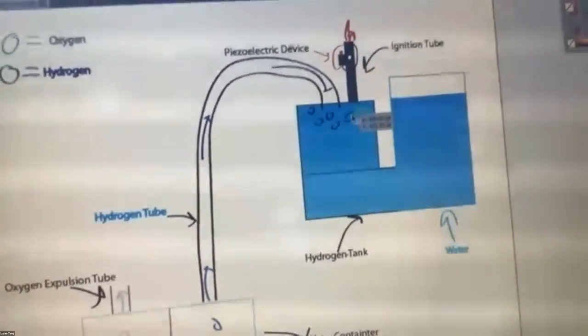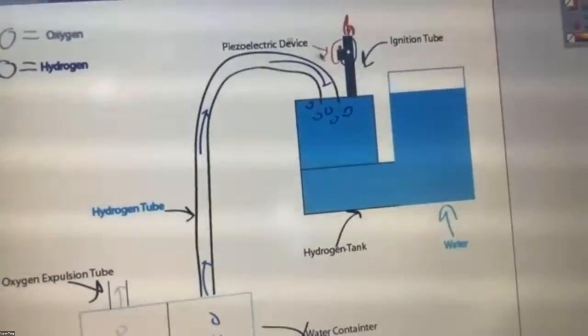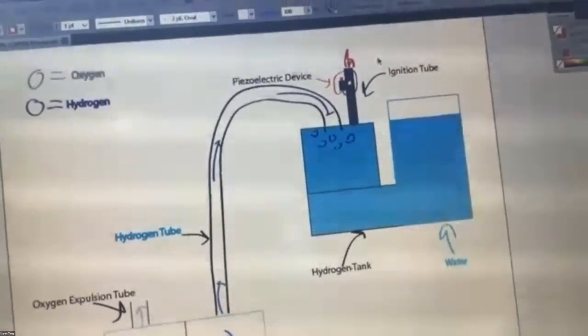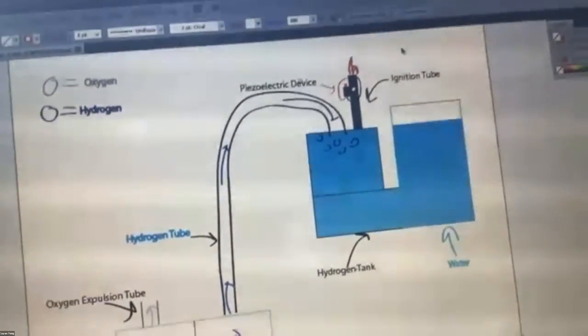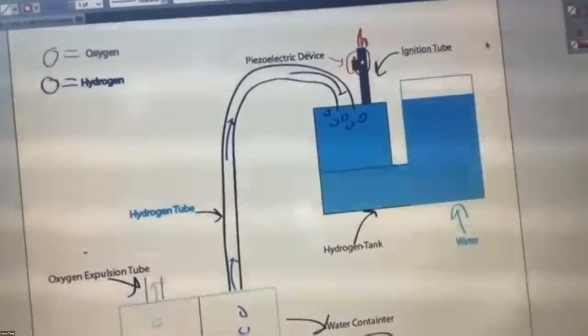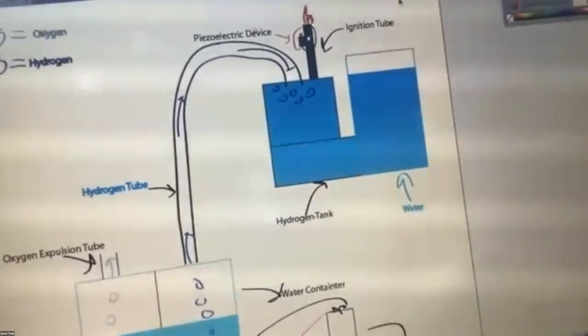And the hydrogen goes through this tube and into what I call the ignition tube through this opening. And here's a little piezoelectric device that combusts it with oxygen, producing a flame. I also added a little hole in the ignition tube so that it provides enough stoichiometry so that it can light up. So I did build this project, but this morning I figured out that the electrolysis wasn't enough.